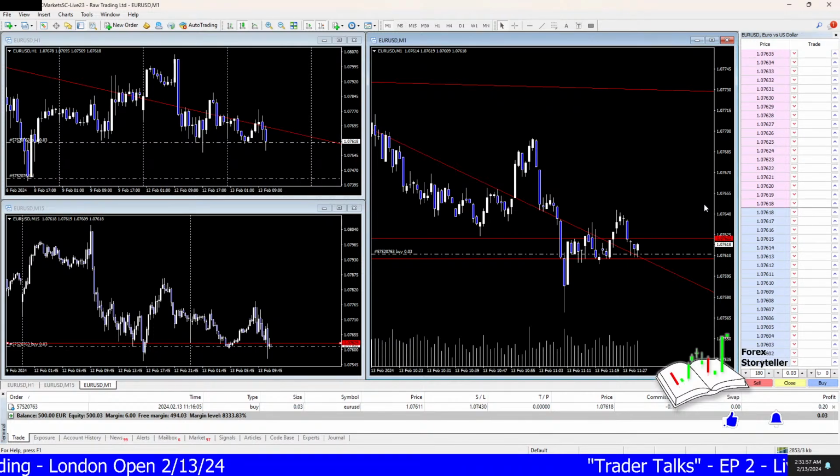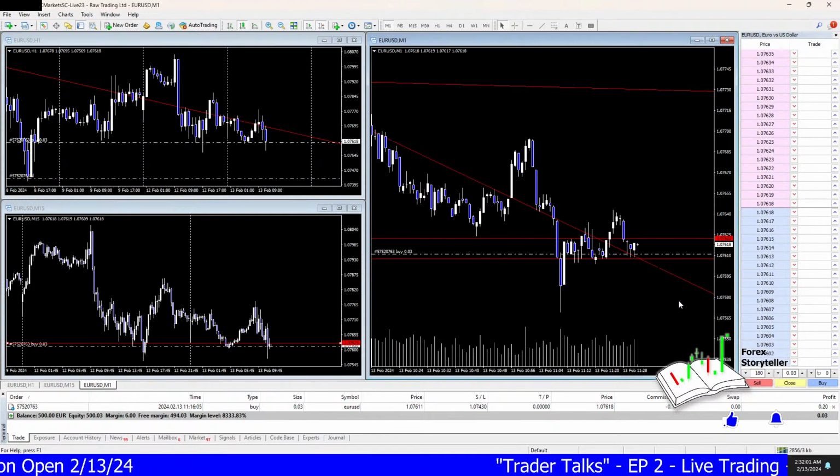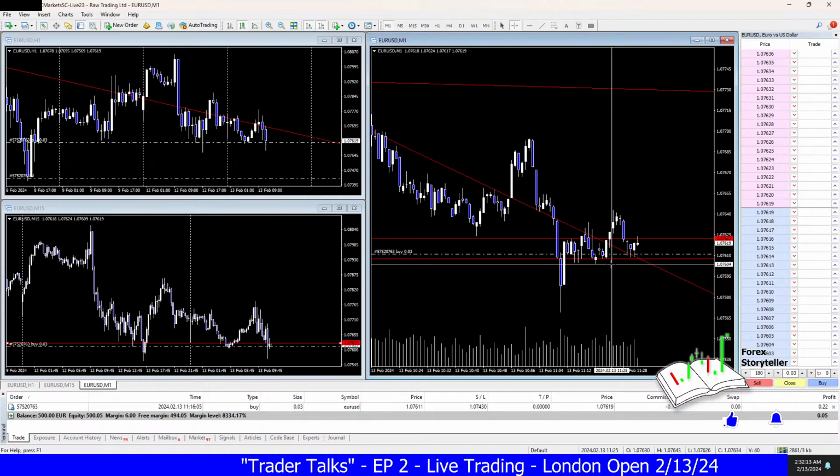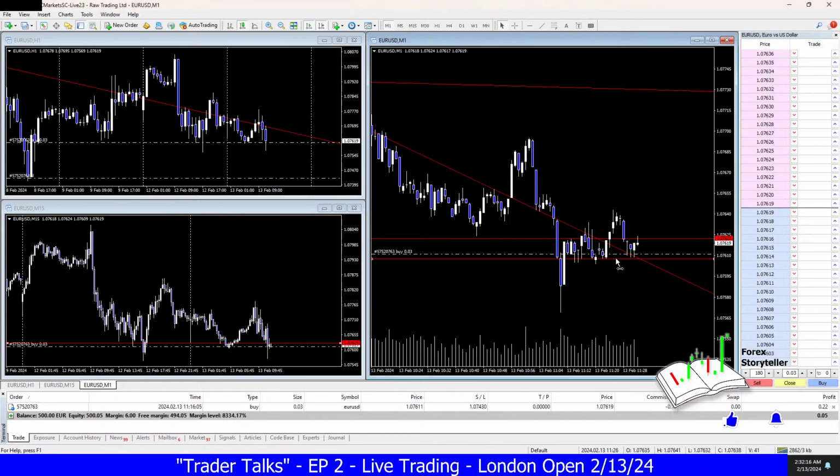Still getting those large strong upticks. That line does look to be holding. Have this little level here to work with, so we're good to go.